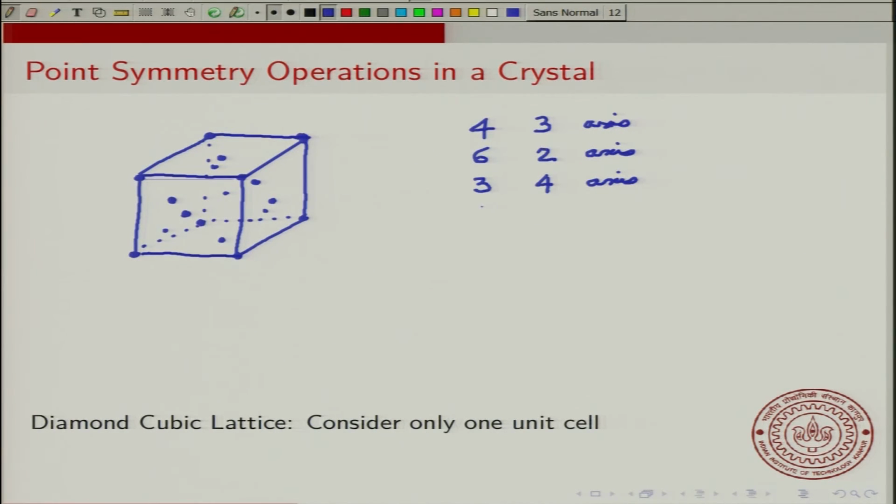Now, diamond, if you just consider one unit cell, then clearly diamond does not have a center of inversion. Okay. If you just look at a single unit cell, then it would appear that diamond does not possess a center of inversion. Okay. However, we already saw earlier that there is an inversion center, and that is located between the corner atom and one of the atoms on the body diagonal. Okay. So, there is an inversion center.